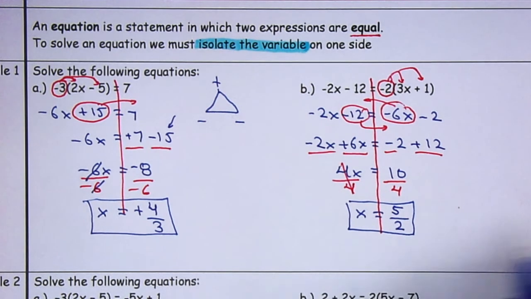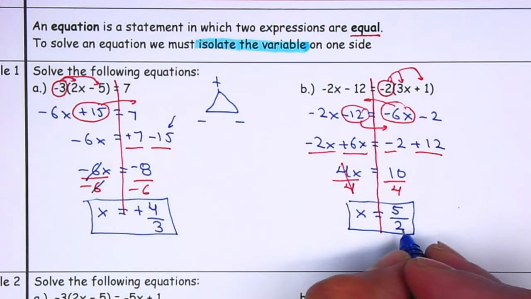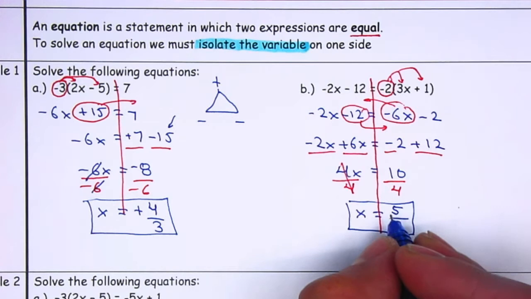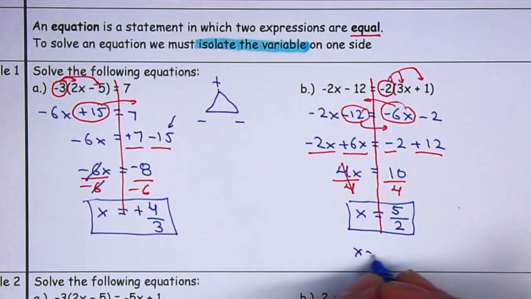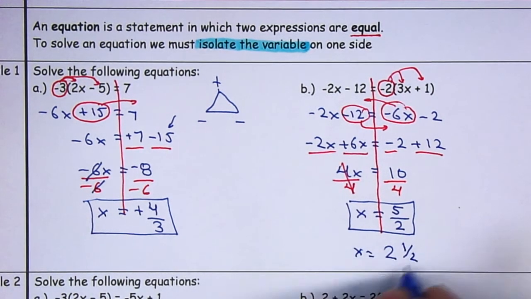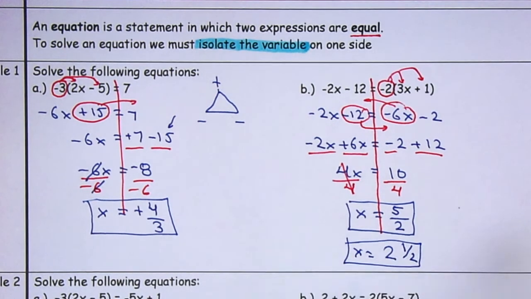If you want to write it as a mixed fraction, then 2 goes into 5 twice, and we have 1 left over. Either answer will be correct. For the homework, you can just leave it as an improper fraction.